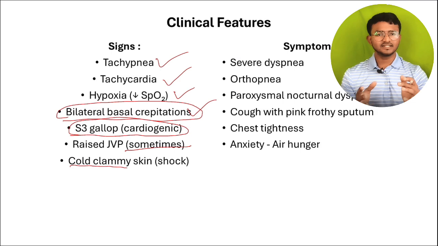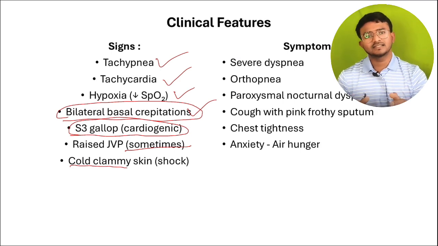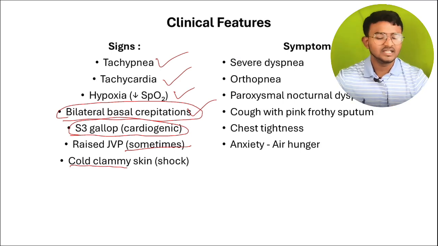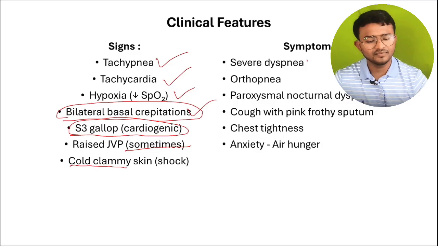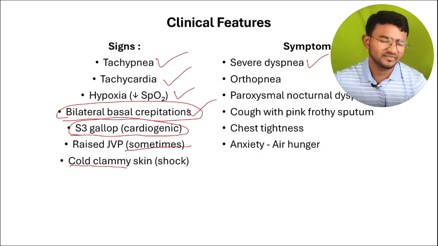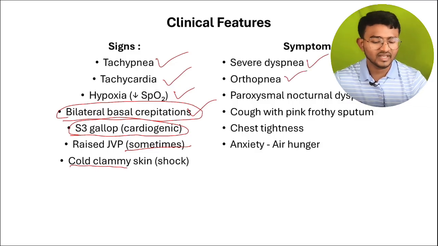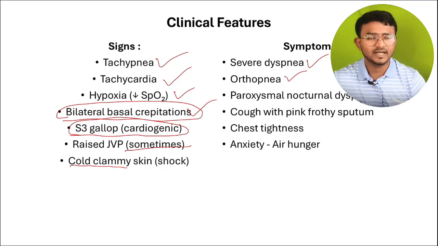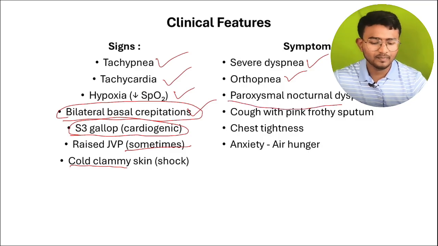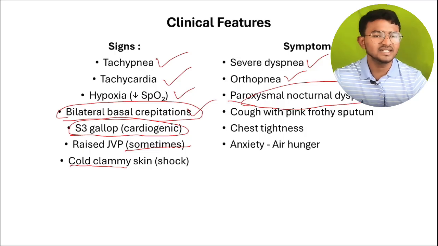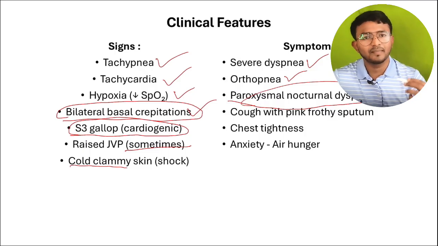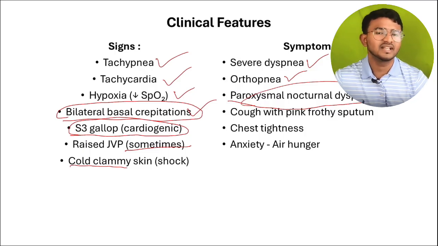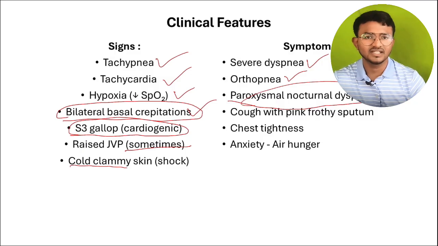So these are the signs of pulmonary edema. Now the symptoms. The patient will come with severe dyspnea, meaning difficulty in breathing. Next, orthopnea: whenever the patient lies flat, they get breathing problems. Next, paroxysmal nocturnal dyspnea, meaning at night the patient gets difficulty in breathing and wakes up because of it.